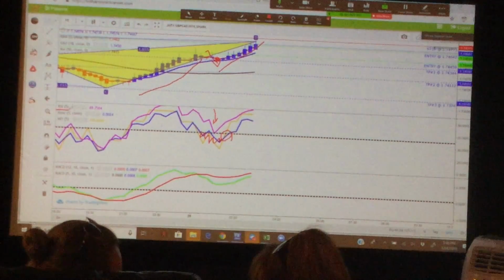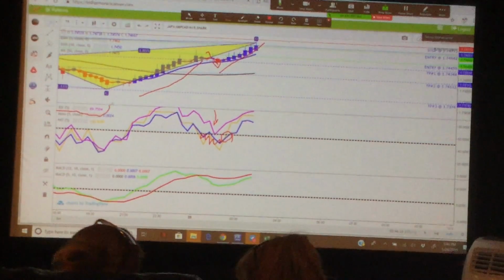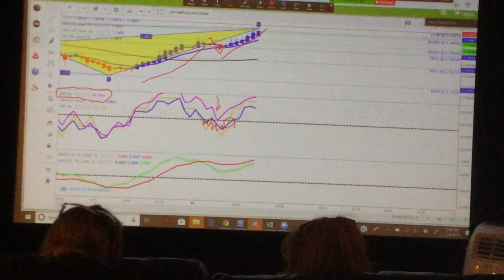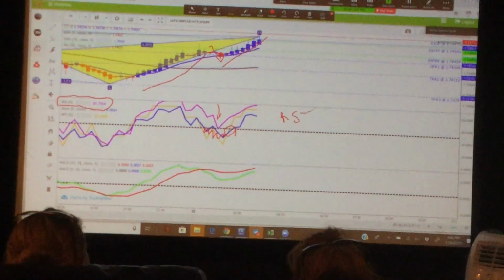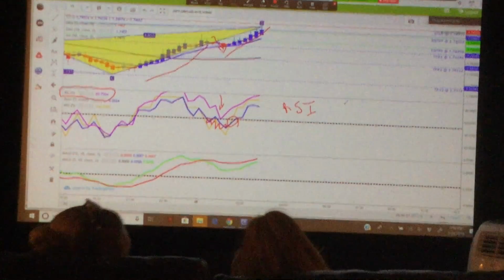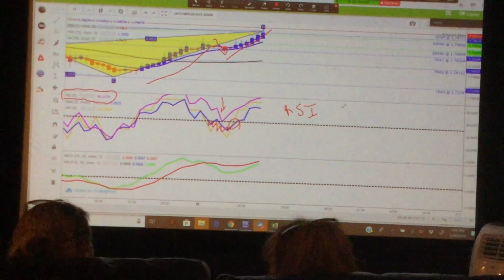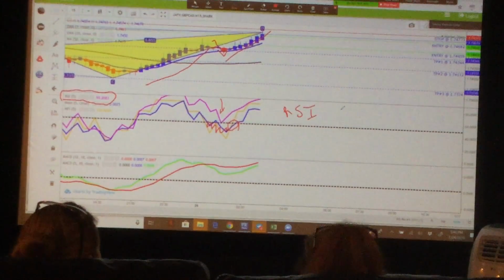This is RSI. See the RSI here? It's pink. It stands for Relative Strength Index. It's the RSI, Relative Strength Index. Okay? You need to add all of those over here. It's this one, right?